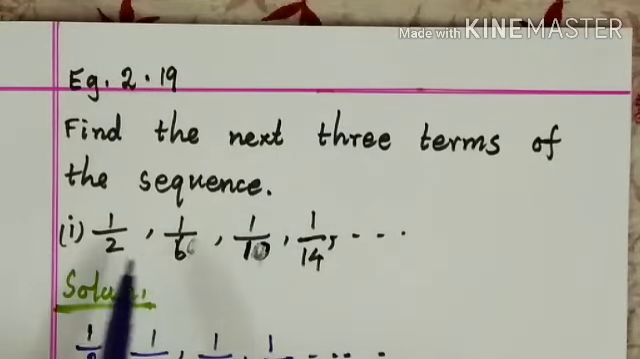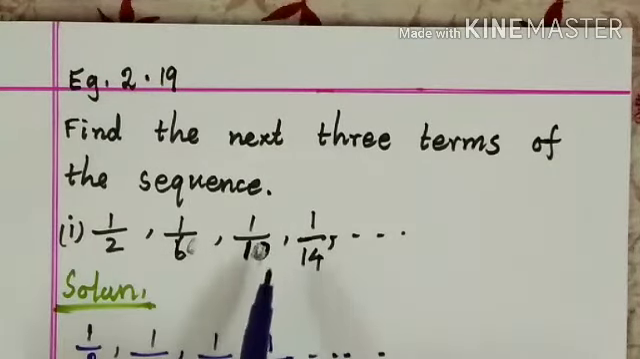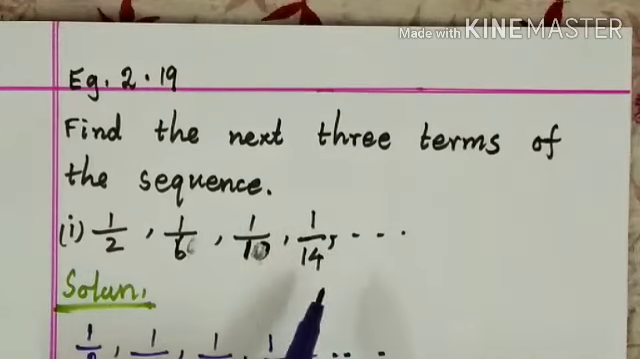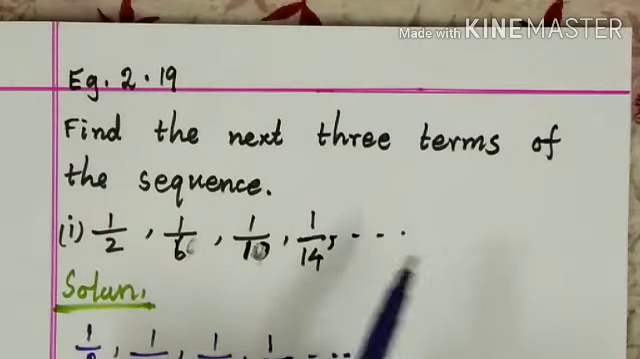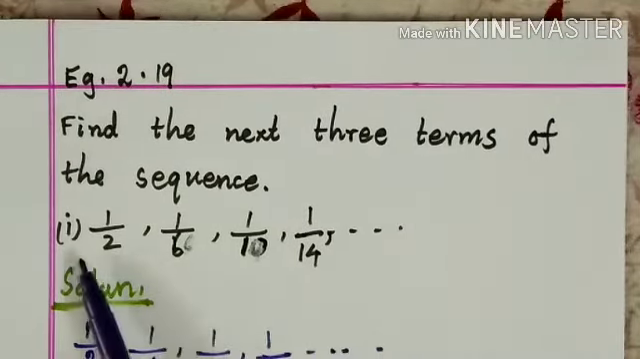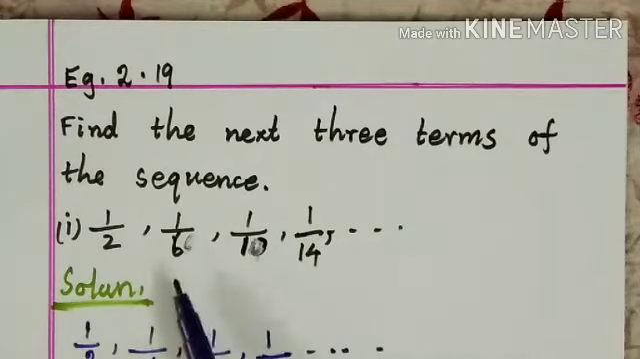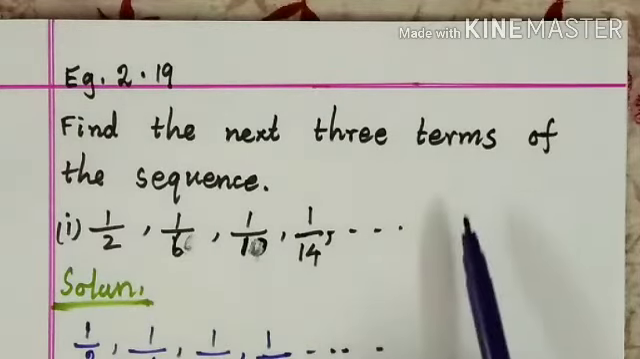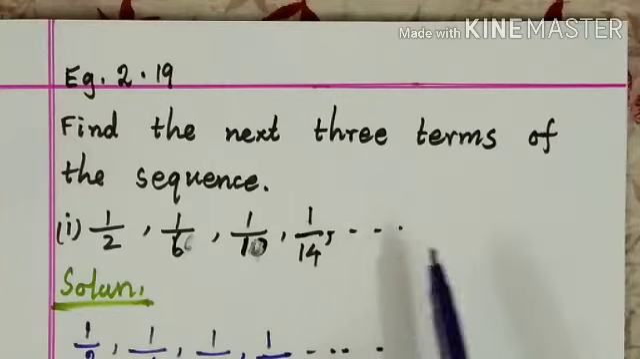Given the sequence 1 by 2, 1 by 6, 1 by 10, 1 by 14, and so on up to infinity. Here 4 terms are given. We have to find the next 3 terms, that is the 5th term, 6th term and 7th term. Let us do the solution.